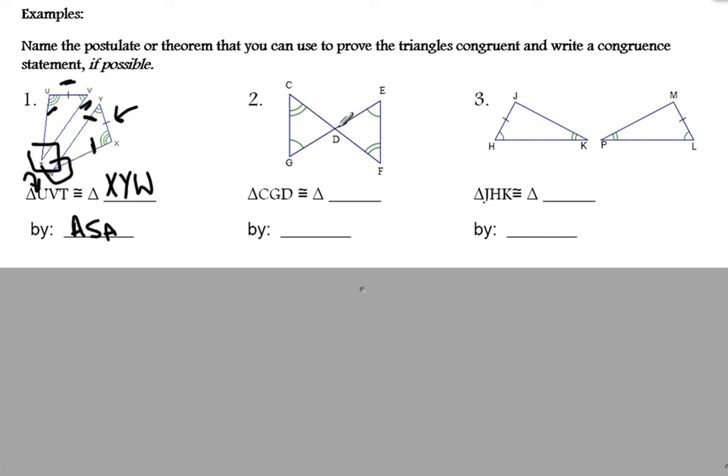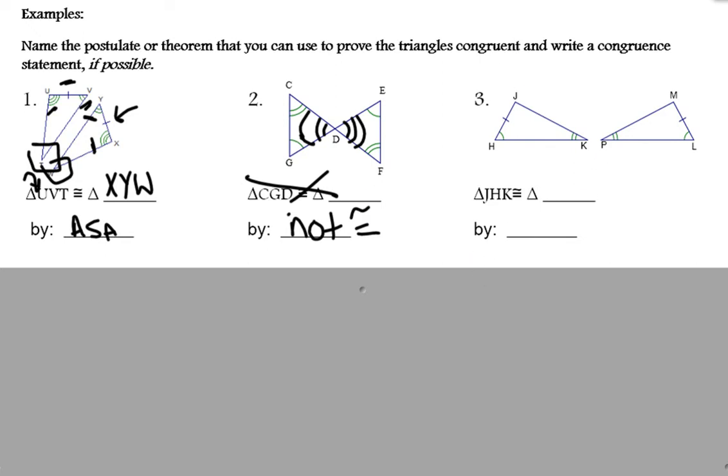Alright, number 2. The first thing we can mark on this picture is vertical angles. Vertical angles are congruent, and we have to put 3 arcs on here because 1 and 2 arcs are already taken. And there's nothing else we can really mark here. We don't have any shared sides, and we don't have anything written to tell us to mark anything. So we don't have congruent triangles. So we don't have a congruency statement, and the reason is they're not congruent.